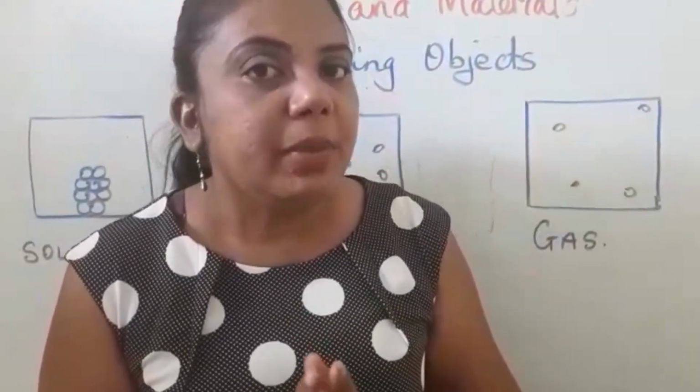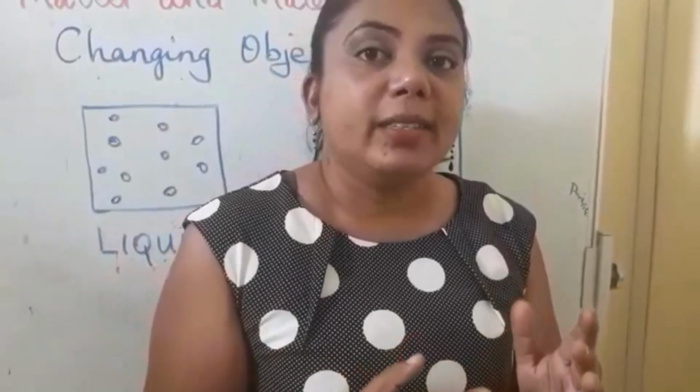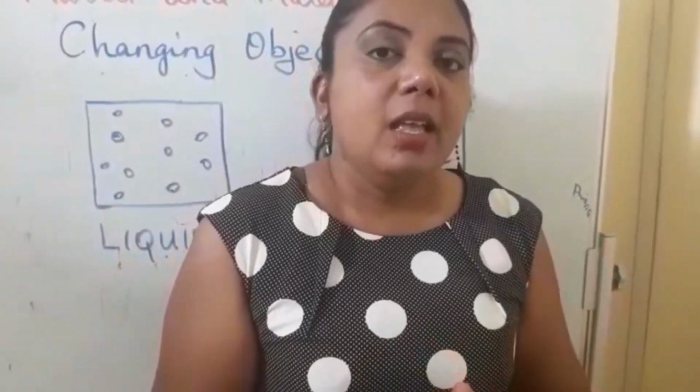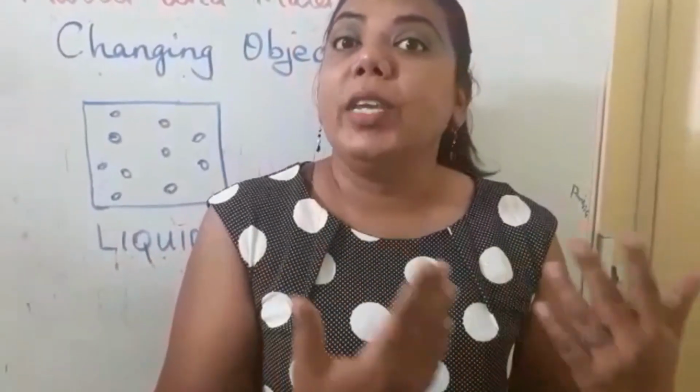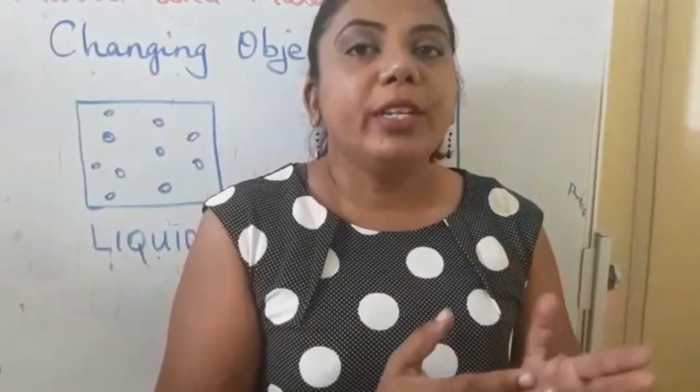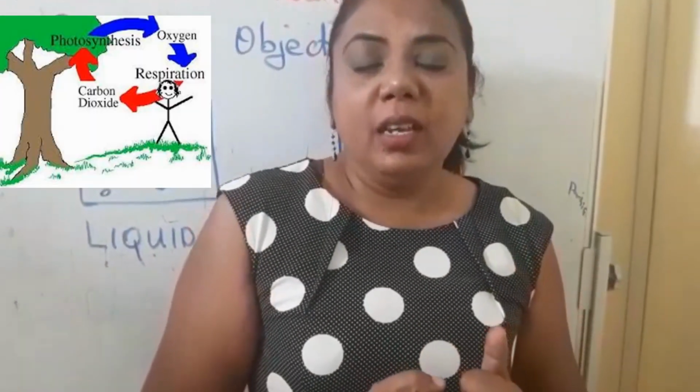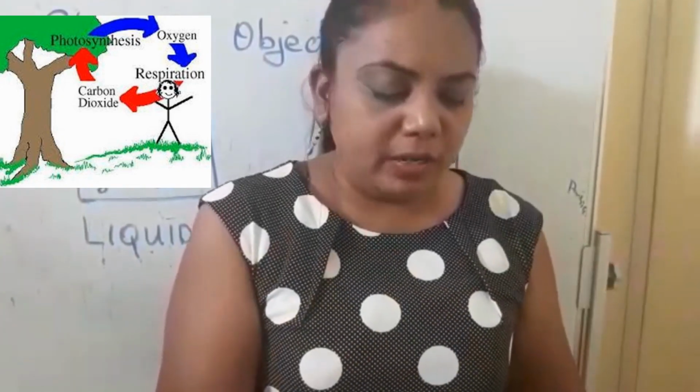Moving on to the third state of matter, we have gas. Now I'll speak about oxygen and carbon dioxide. Plants need us as well as we need plants. We cooperate to live. The plants give us oxygen to breathe and we give them carbon dioxide.